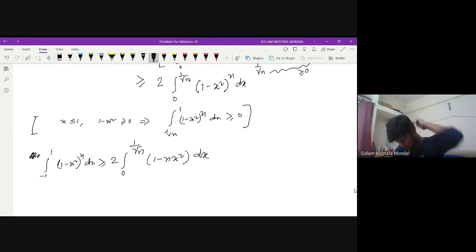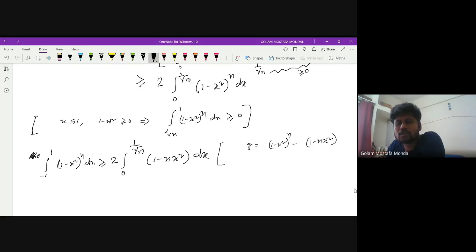Why? So check, this is greater than or equal to this. So just consider a function g equal to (1 minus x square) to the power n minus 1 minus n x square. So that g of 0 equal to 0 and g is increasing. Okay, so from this fact, we can say that this integration is greater than or equal to this.